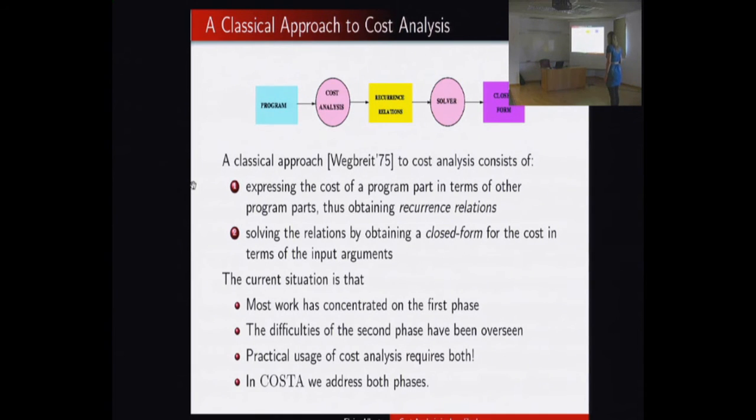So the situation is that most work has focused on the first part, I mean the work we have seen in functional, logic and imperative programming was focused on generating recurrence relations from the different kinds of programs. The difficulties of the second phase have mostly been overlooked. It was believed that we had recurrence equations that could be solved by mathematical tools. And we realized in COSTA that having a real cost analysis requires work on both phases. We will discuss this and we will see why.